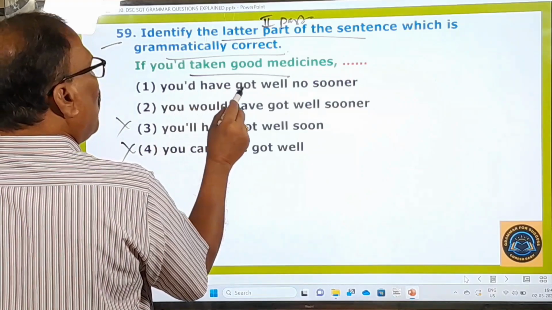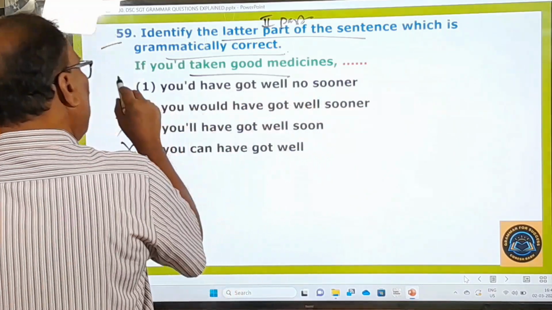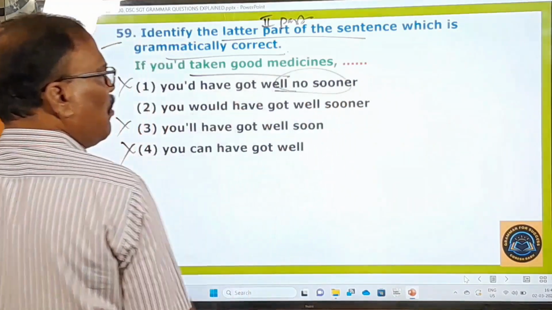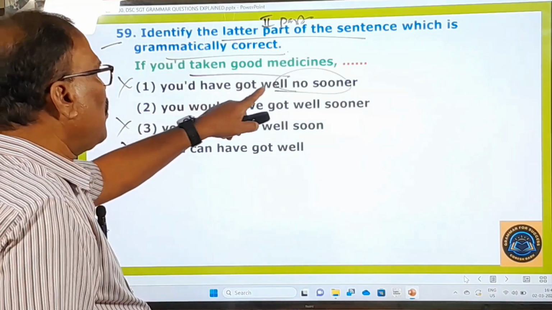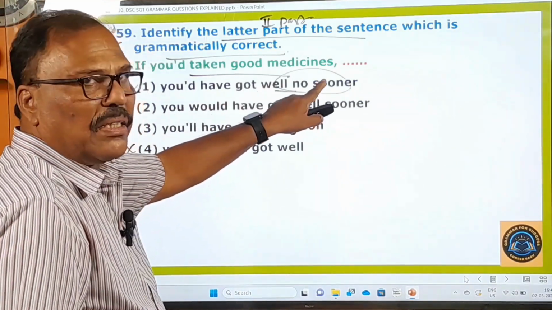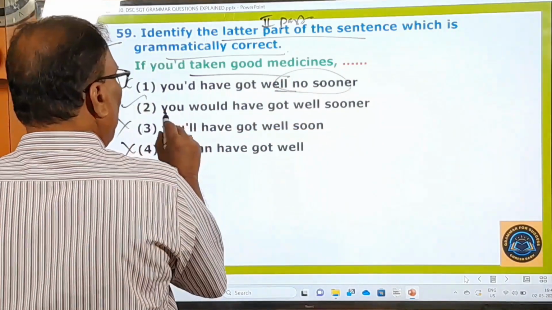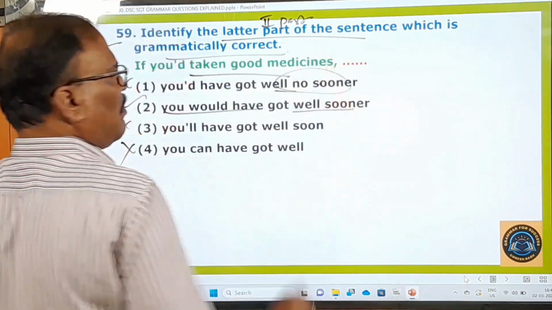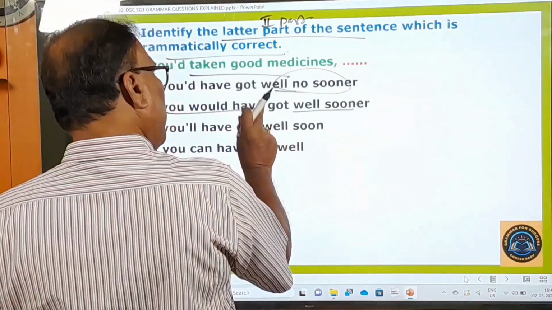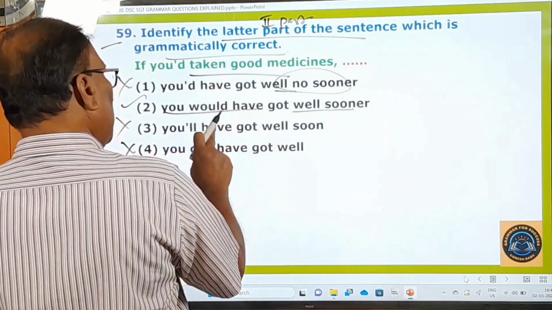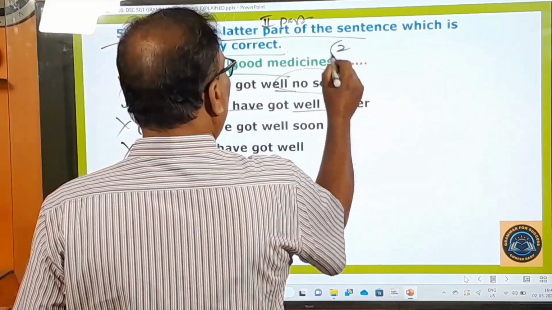"You will have got well soon": wrong. "You would have got well no sooner": this cannot be so. "No sooner" should not be used here; that is ungrammatical, so this is also wrong. So the right one is "You would have got well sooner." This is the grammatically correct sentence. The others are not correct. Only the second one is the right one.